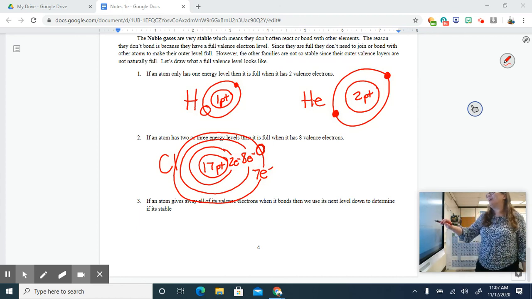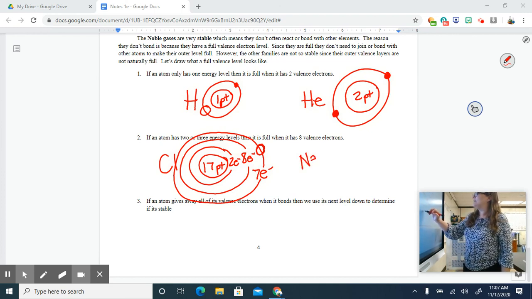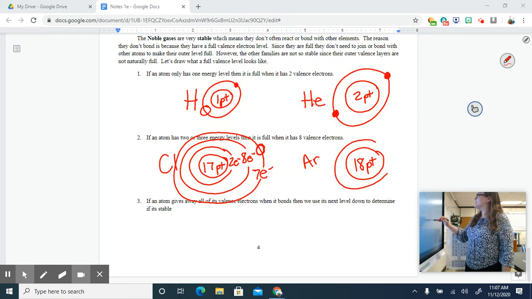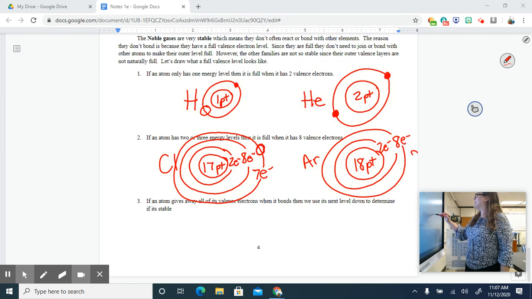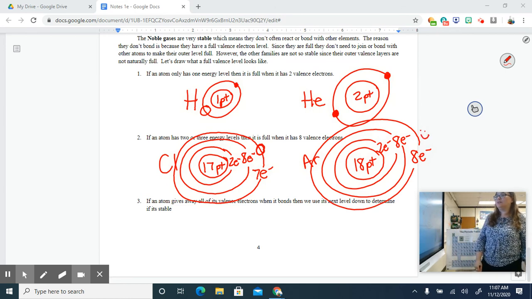So what if we have 8 valence electrons out here? What if we're looking at neon? So neon has, I really should do argon since I did chlorine. Oh well. All right, so argon. Argon has 18 protons, and it has 2 electrons in its first energy level, 8 electrons in its second, and 8 in its third. So he's happy, stable, ready to go.